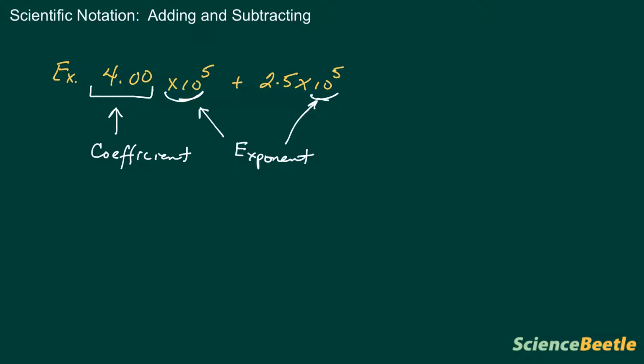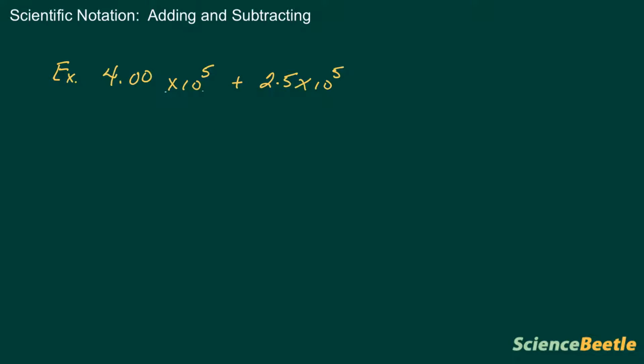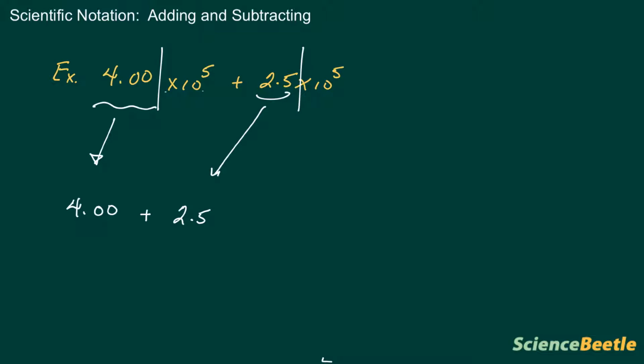So let me erase some stuff so we can make some room. What you're going to do is separate these out, if you will. You're going to take the coefficient portion and put these together. So we're going to take this 4 and bring it down, so there'll be 4.00. Take the operation that's asked here, which is a plus sign, and then bring the other number down, 2.5. And we're going to treat these differently.